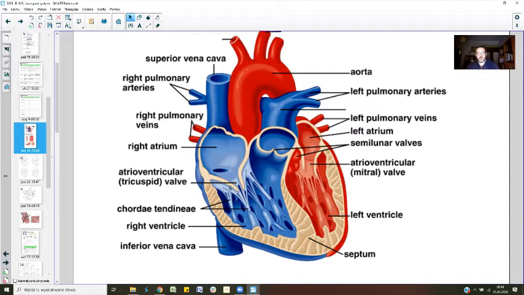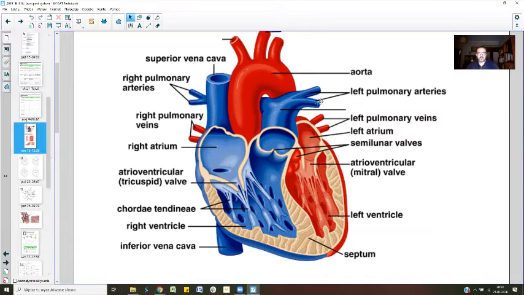These structures here, called chordae tendineae, keep the atrioventricular valves from flapping in the opposite direction when the ventricle contracts. The ventricle contracting pushes the blood into the artery. This is the pulmonary artery that divides into left and right pulmonary arteries.